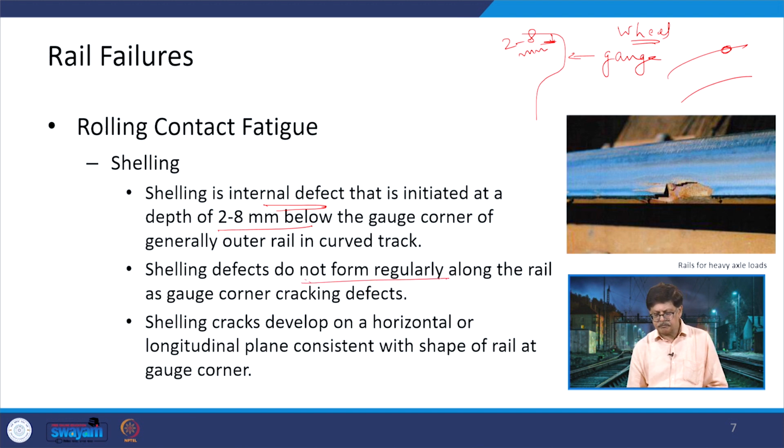So, they are not basically in the form of a regular condition, they may be occurring at certain locations, and that is all. Shelling cracks develop on a horizontal or longitudinal plane consistent with the shape of the rail at the gauge corner. So, this is the condition in the case of the horizontal as well as in the case of the longitudinal plane. If we talk about the longitudinal plane, this is the longitudinal plane of the rail section. So, this may occur in this form or it can occur in the horizontal condition.